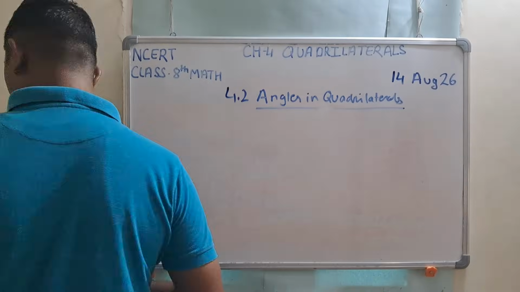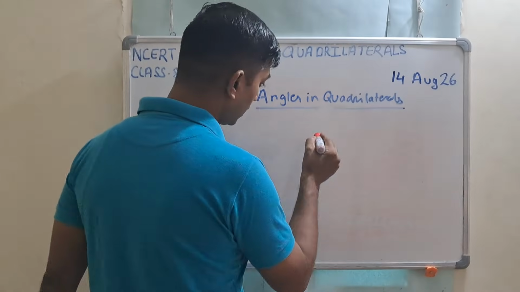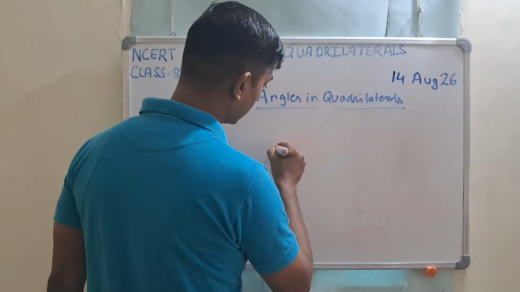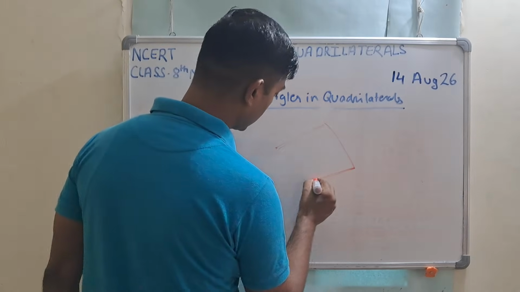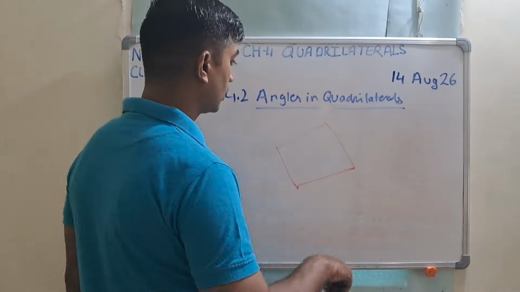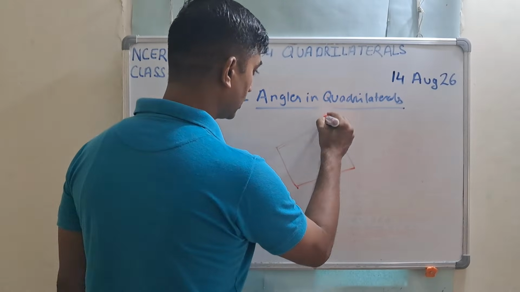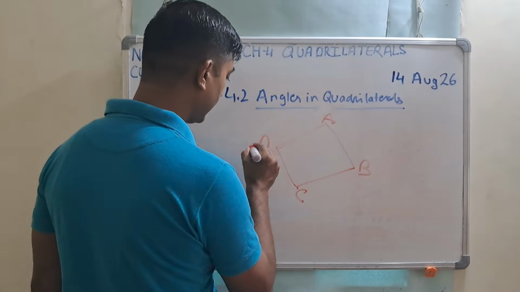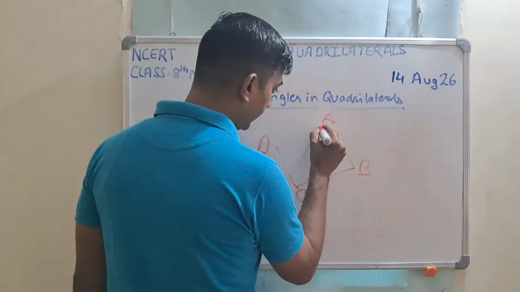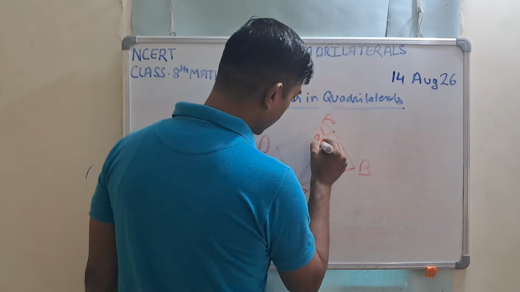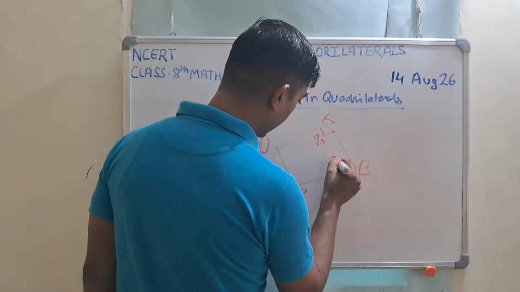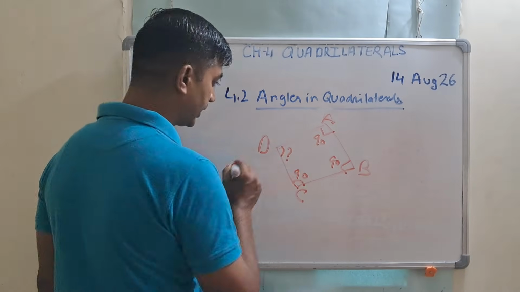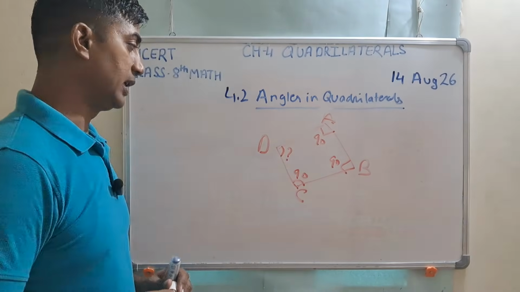What was our question? We have been given a quadrilateral ABCD, understood? And three angles are given, 90, 90 and 90. We have to say whether the fourth angle is greater than 90 or less than 90.